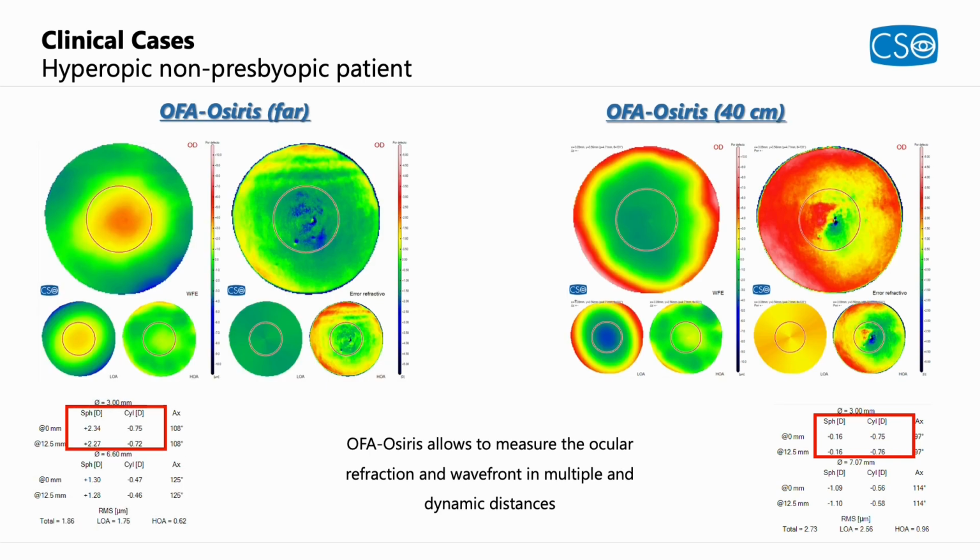Let's show you how a hyperopic non-presbyopic patient looks. On the left, we have the OSIRIS for far, while on the right, we have 40 centimeters, both measured with the open field analyzer. You can see how for far, the open field analyzer offers the real refraction of the eye with the real aberrometric measurements, and for 40 centimeters, the accommodating response is neutralizing this far distance refraction with the consequent induction of aberrations, as happens in accommodation. This is the way in which this device, the open field analyzer, measures accommodation at different distances.